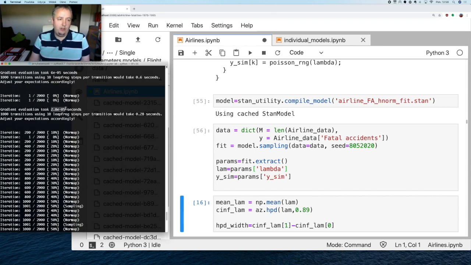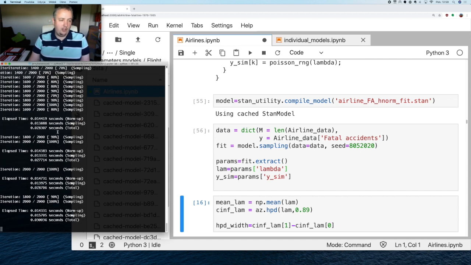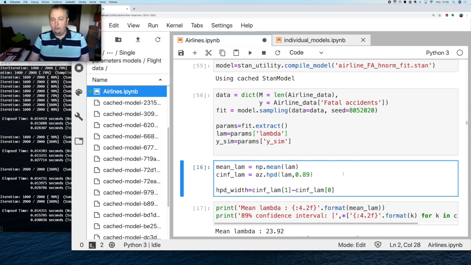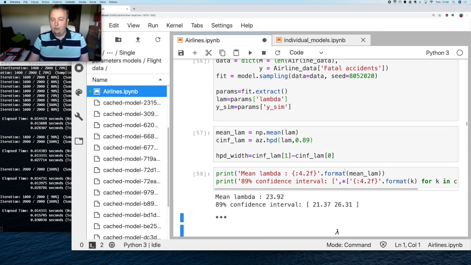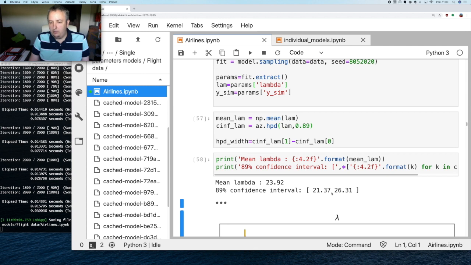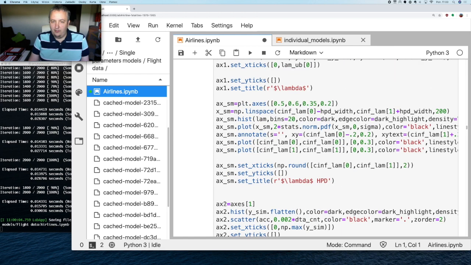As you can see, gradient evaluation took 2.8 times 10 to the minus 5 seconds. So 1,000 transitions in our model would take 0.28 seconds, and each of the chains is being computed in at most around 300 seconds. So very, very, very fast, and our model was sampled and everybody's happy. We'll just compute some values for later. So we compute mean lambda and our confidence interval for lambda, and our mean lambda was now 23.92 with a confidence interval of 21.47 to 26.31. And here we have a complicated, very complicated graph.